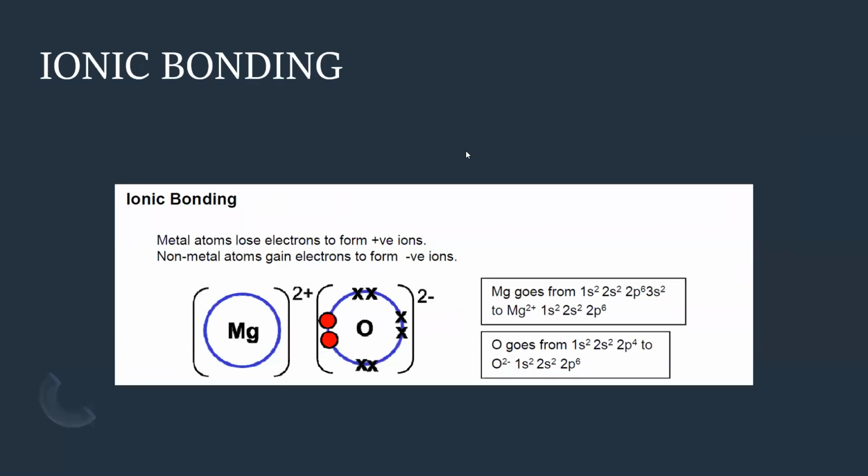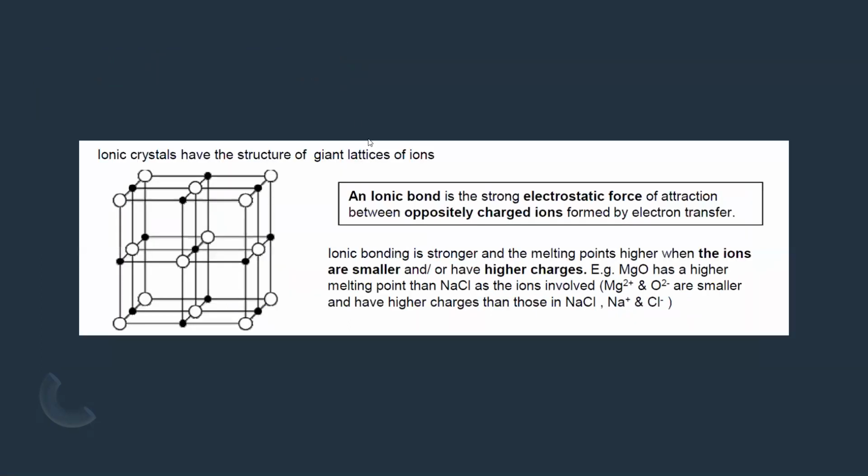Then how does this ionic compound exist? You don't have only one magnesium ion and one oxygen ion. There are millions of magnesium and oxygen ions. They are held together by a strong electrostatic force and arranged in a regular pattern. This regular pattern is known as a lattice. So you can see ionic crystals have a giant structure of ions, which we call a lattice.